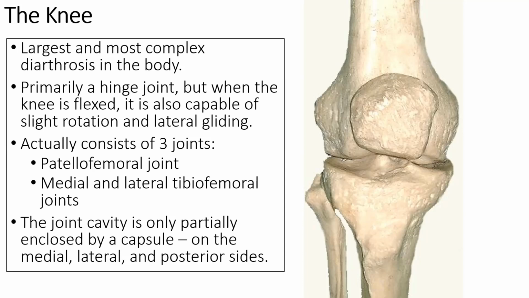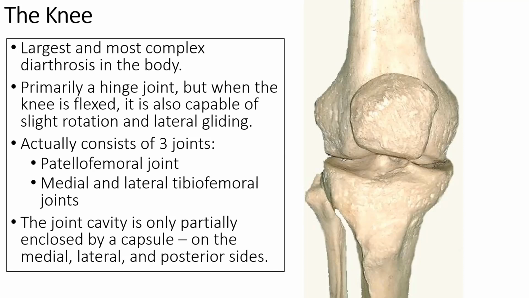It has the connection between the patella, the kneecap, and the femur. That's one joint, and then it has two joints where we have the connection between the femur and the tibia. So it's three separate joints all together here. It allows us to bend our legs at the knee, and extend our legs at the knee. We have a very limited range of motion from side to side.